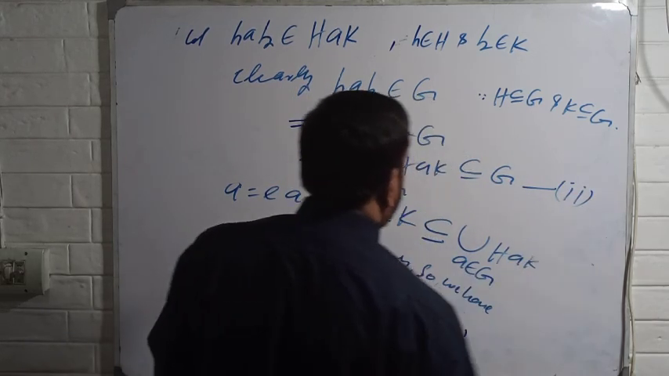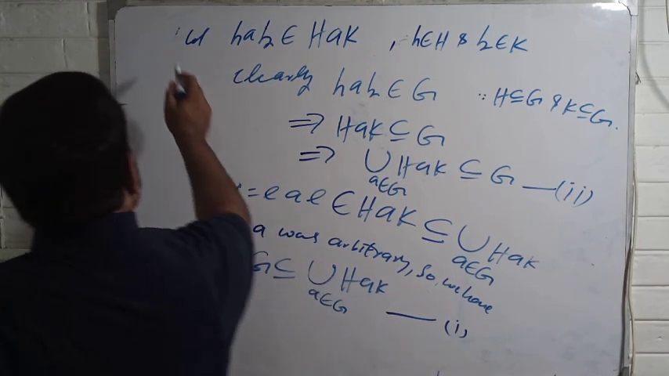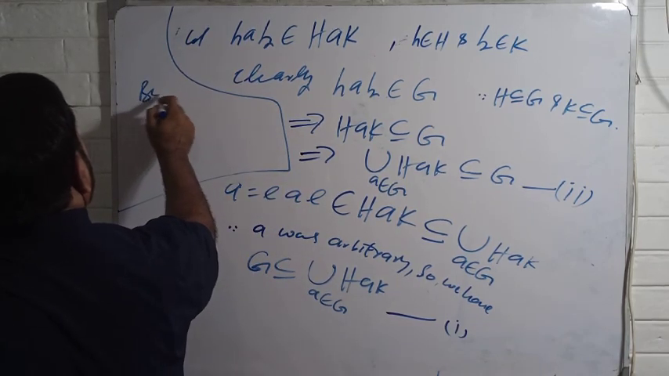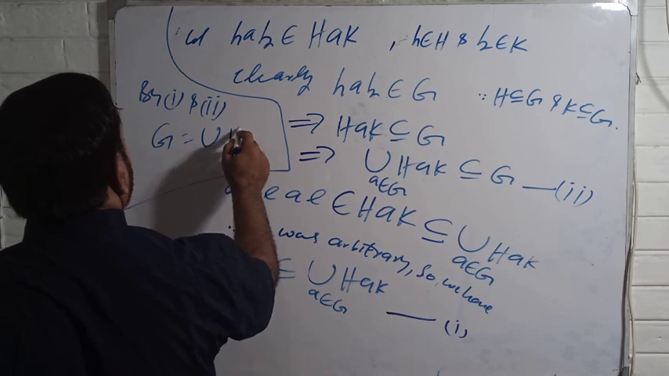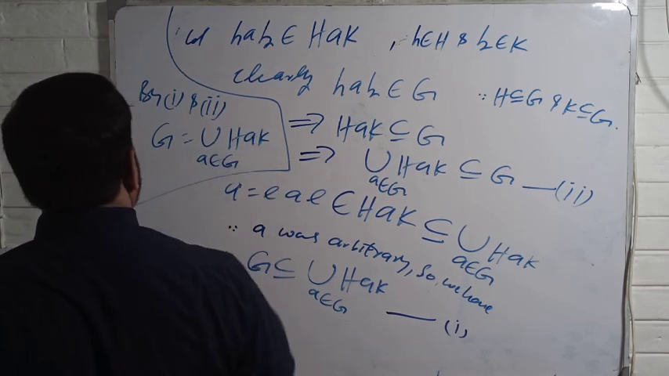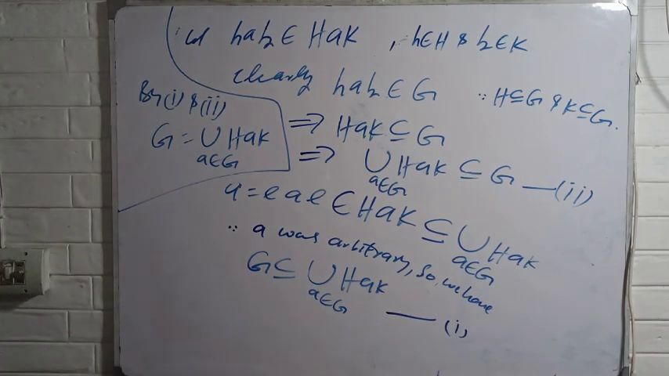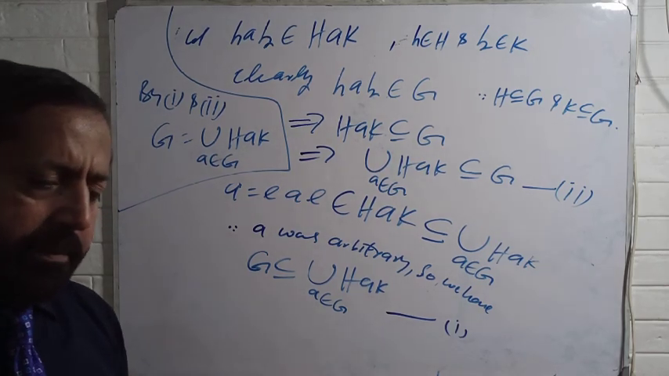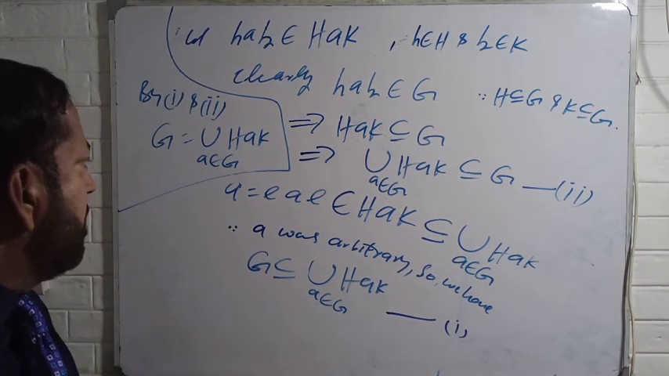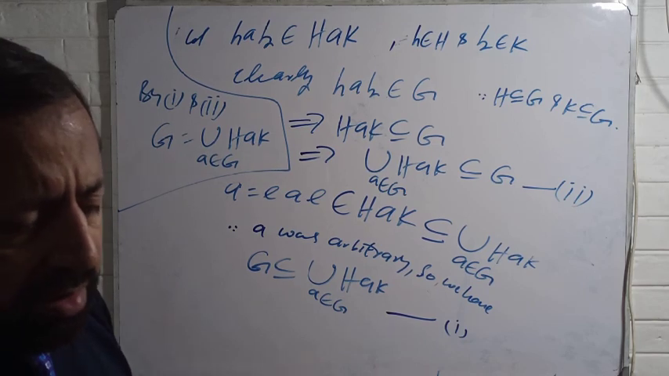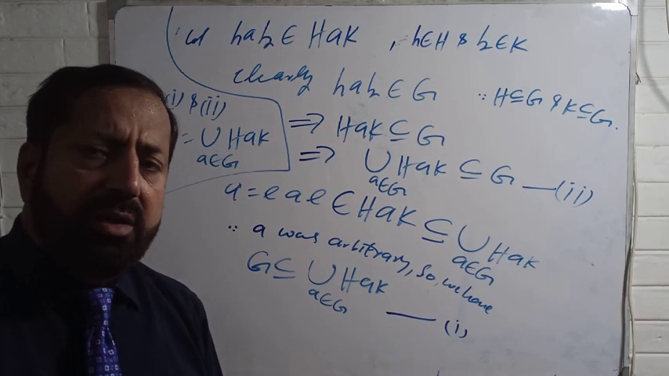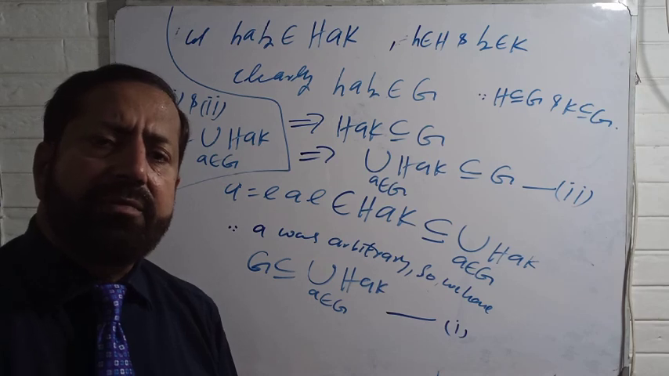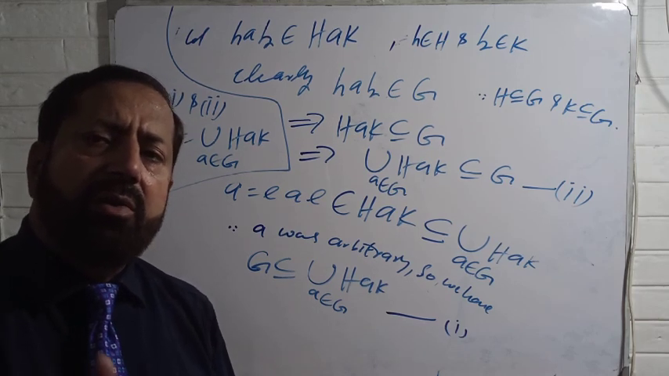Number 2. So by 1 and 2 we have G is equal to the union of HAK, A belonging to G. Okay, this is our second condition. The second condition is also satisfied. This means that the union of all double cosets modulo HK is your group G, and the intersection of any two double cosets modulo HK is empty. This means that omega is the collection of all double cosets.